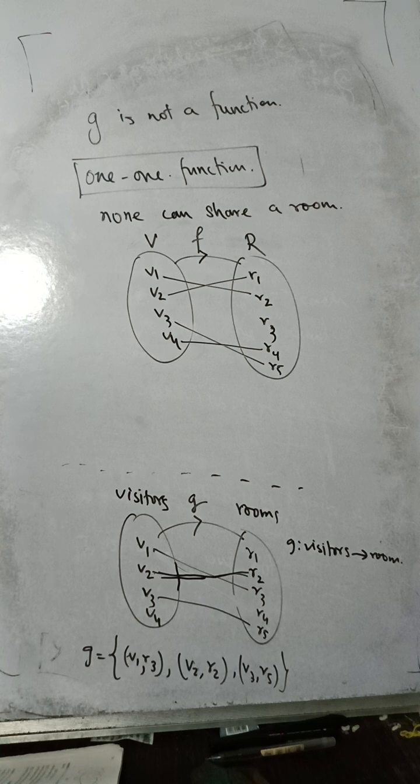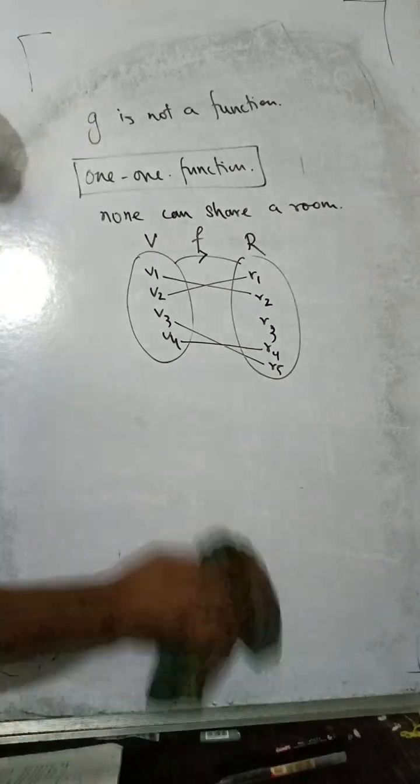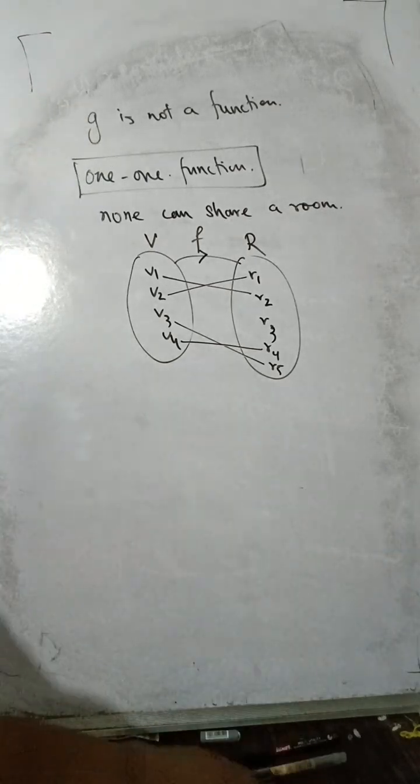A one-one function simply means that everyone is moving into different rooms. No one is going to stay together. That is very simple. So this is the idea of a one-one function.